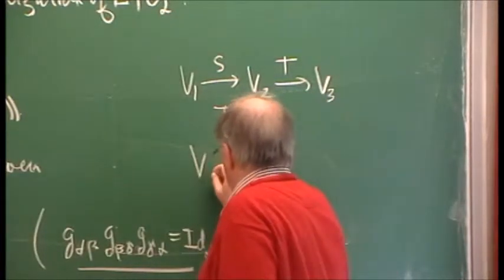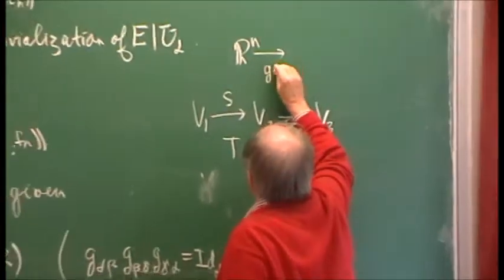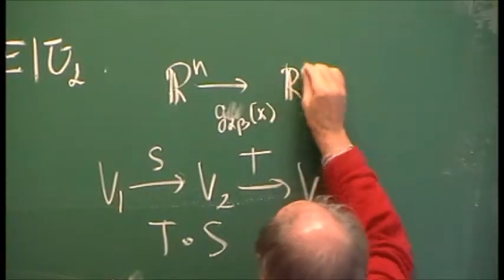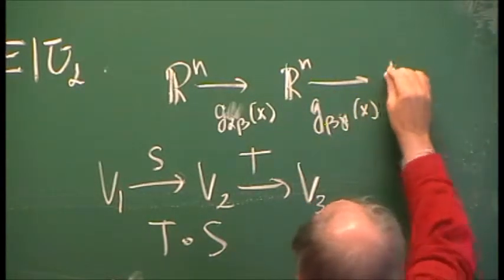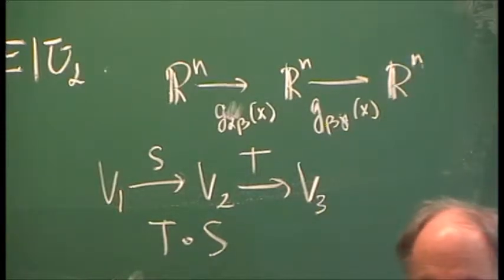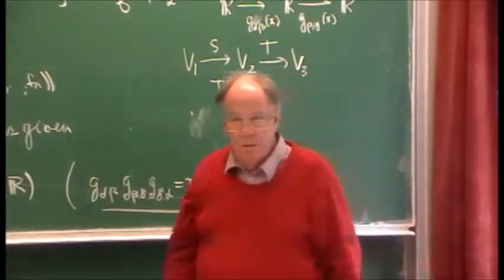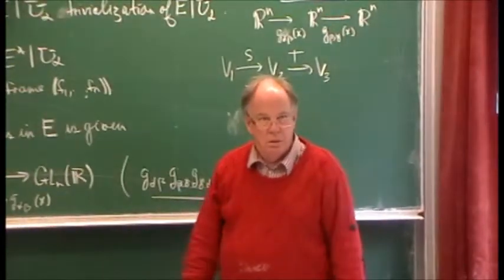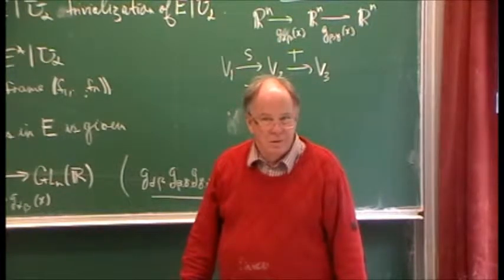So let me write it down here. We have R^n, G alpha beta of x, R^n, G beta gamma of x, and R^n. Now I'm talking about this operator here. My question is, they are not the composition of G alpha beta and G beta gamma. Well, they are. That's how we define multiplication of matrices, as composition of operators. And this is what multiplication is.